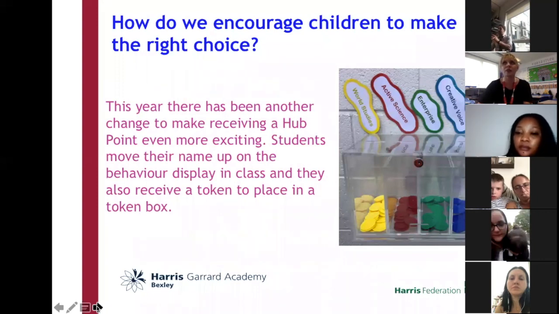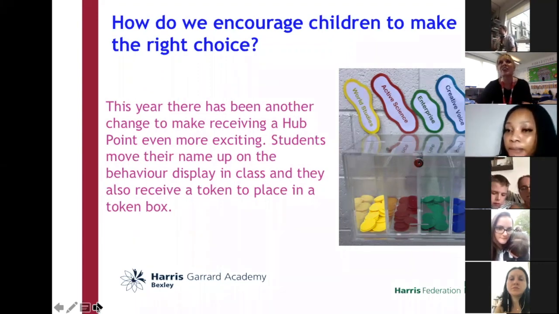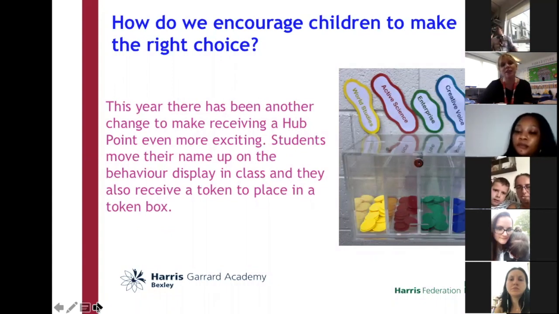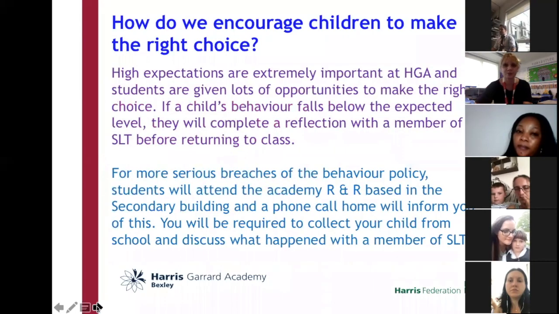So how are we encouraging it? Some of this I've already said. I've got a really good habit of going ahead of my PowerPoints. It's the teacher in me. So students earn their points, and they can also have their name in class. And if they're doing the right thing, they get to move their name up the chart. However, if they're making the wrong choices, then they would move their name below the chart.